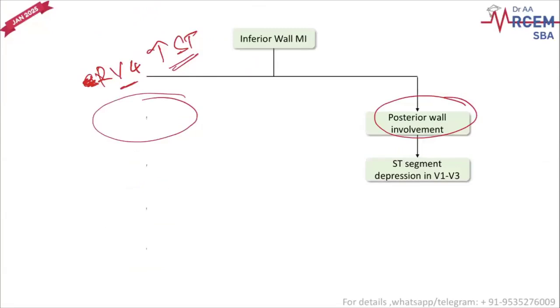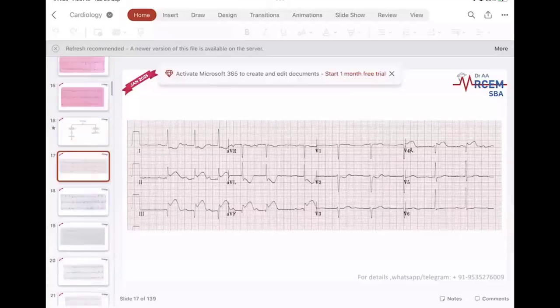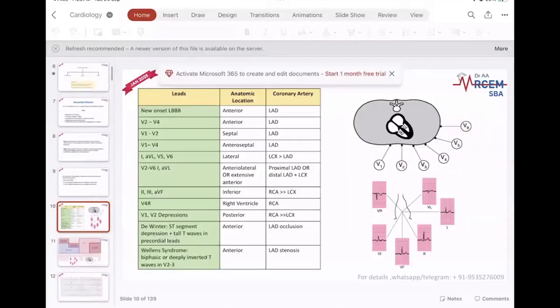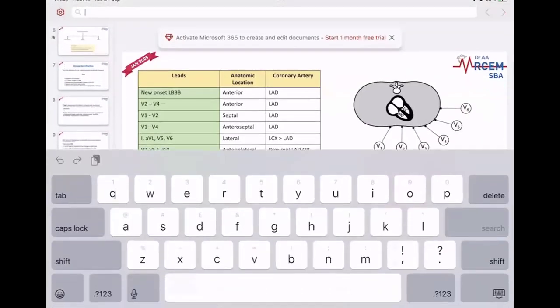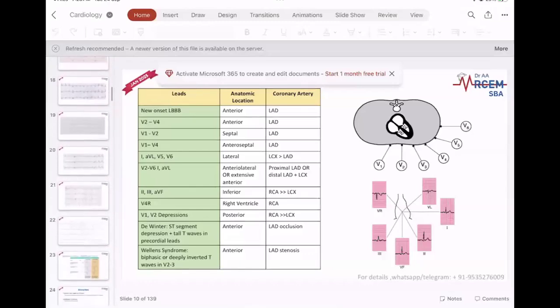What do I mean by RV4 in this patient? RV4 is basically, if you go back here to the chest leads, this is V4. If you remove it from the left side and place it over the right side, then we call it a right-sided V4 chest lead. In an inferior wall myocardial infarction, if you place this lead and you see an ST segment elevation in RV4, then you consider it as right ventricular involvement.